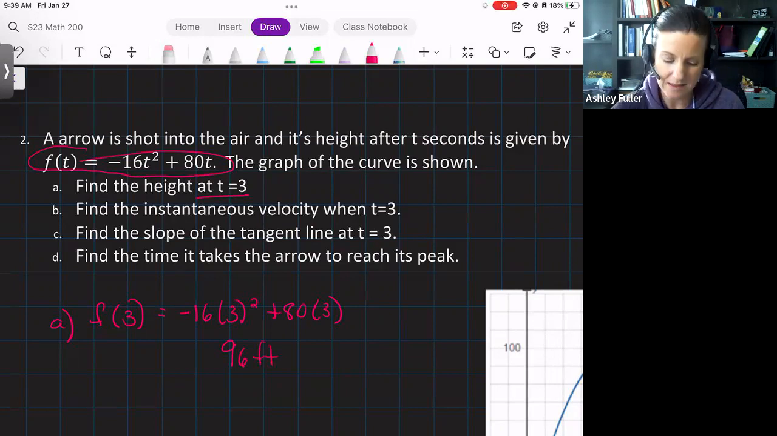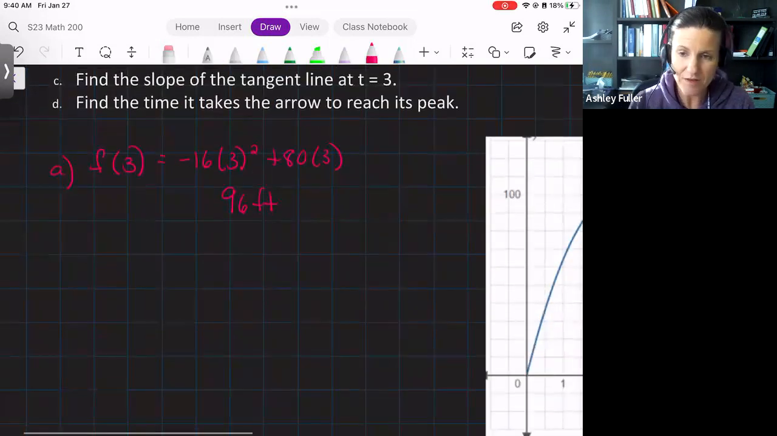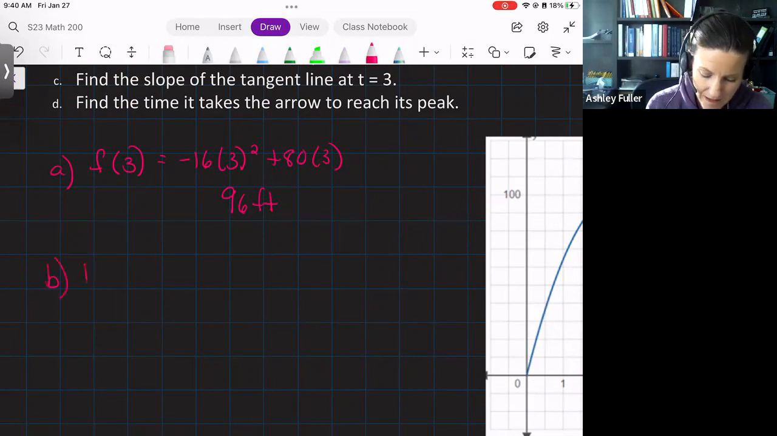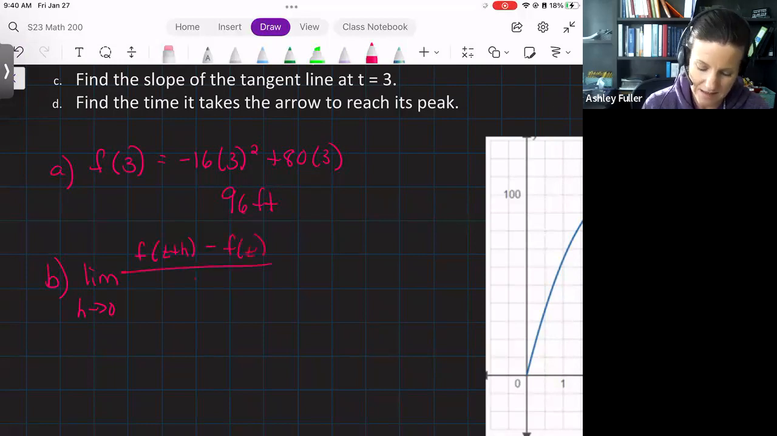Now, the second part here asks us to find the instantaneous velocity. We could find the average velocity if we were given 2 times, but here they want to know the instantaneous velocity. And if you remember, that instantaneous velocity comes from taking the limit of that difference quotient. So we want h to approach 0 between 2 points, t plus h and t in this case. And t is going to be 3 when we get to the end. But we don't know how close we're going to get to 3.